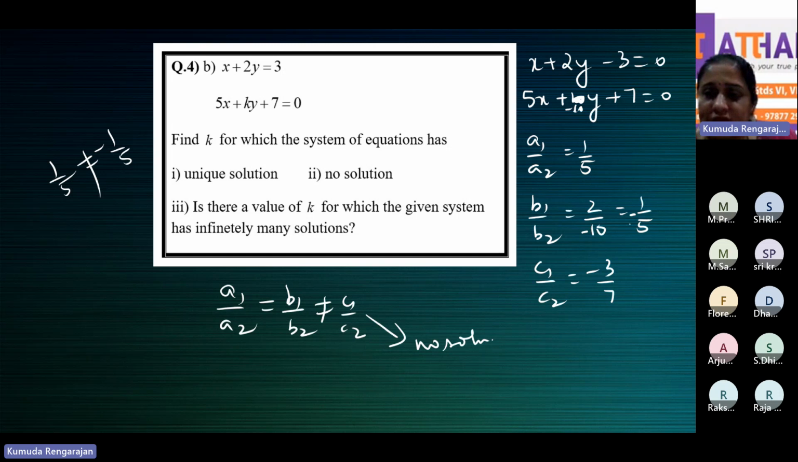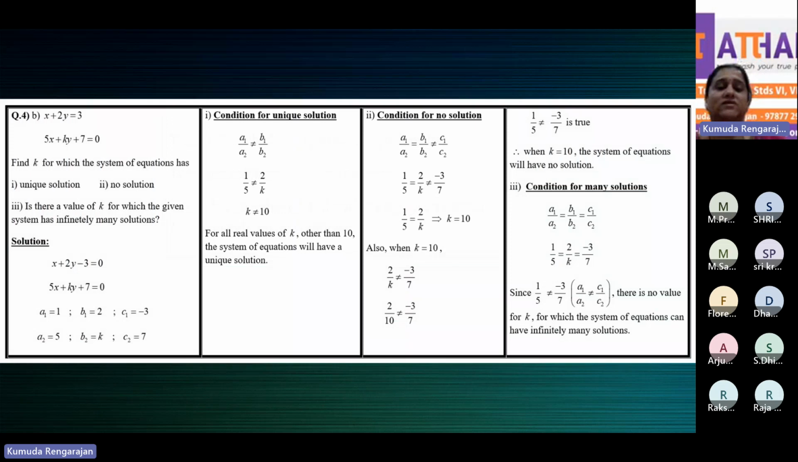So only if K is 10 will you get 1 by 5 equal to 1 by 5, because only 2 by 10 is 1 by 5. If this is not 10 and is some other number, you will not get 1 by 5. So that means A1 by A2 will not be equal to B1 by B2. That is why the answer is for all real values of K.